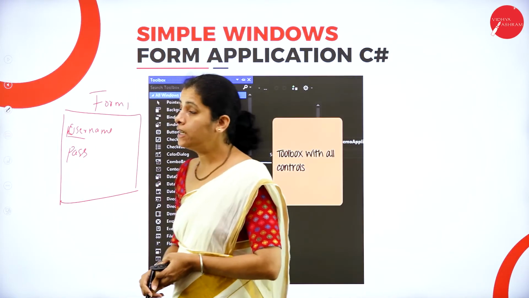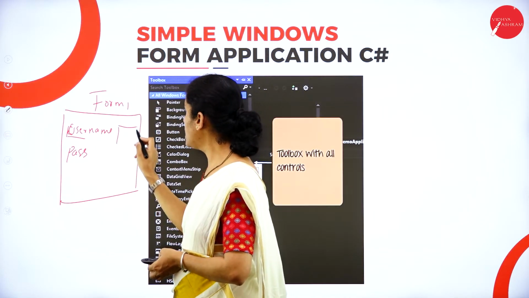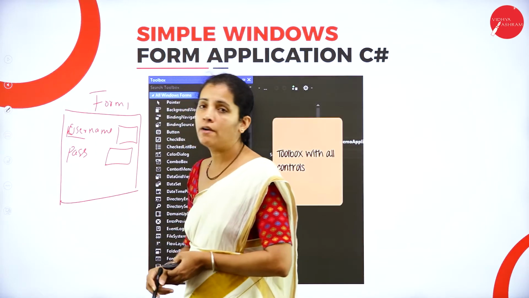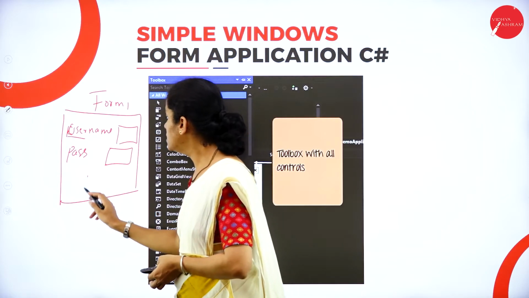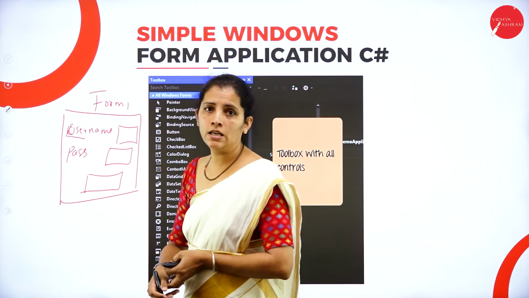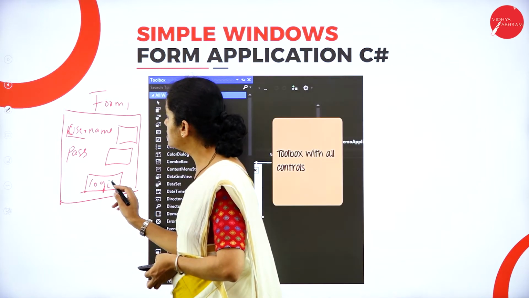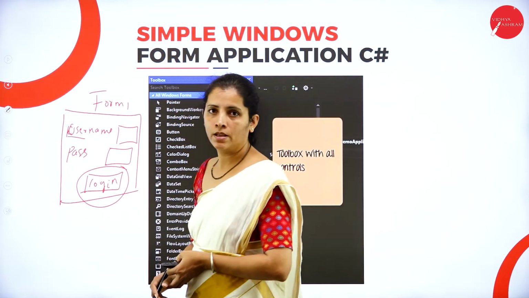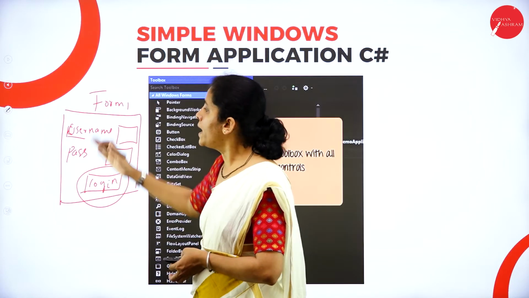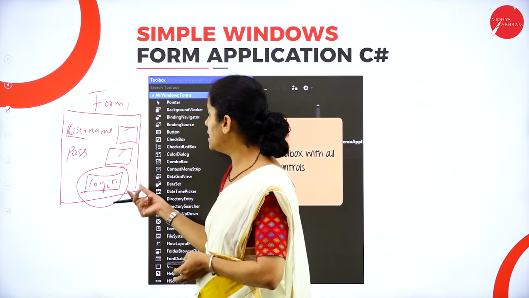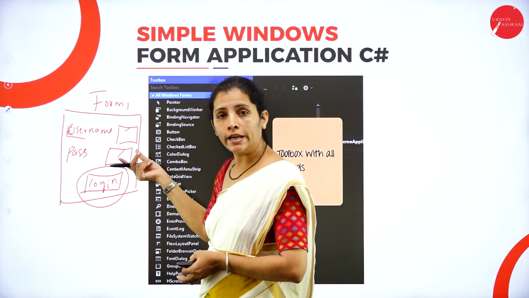Now, to enter the username, I must have a text box, and to enter the password, I must have a text box. Now, I'm going to have the button. So, what is the button name? That is login. So, this is my control button. Now, where am I going to get all these fields, that is labels, buttons, and text boxes?